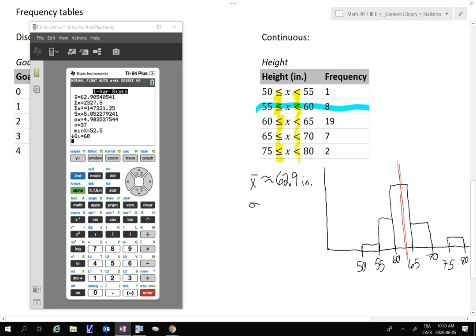And we've got a standard deviation of 4.98 inches, roughly. So that means that on average in this distribution, I'm expecting that people are about 62.9 inches tall, and that most of them are going to be within about 5 inches of that. So 5 less than 62.9, 5 more than 62.9. That's where I'm going to find the vast majority of the values.